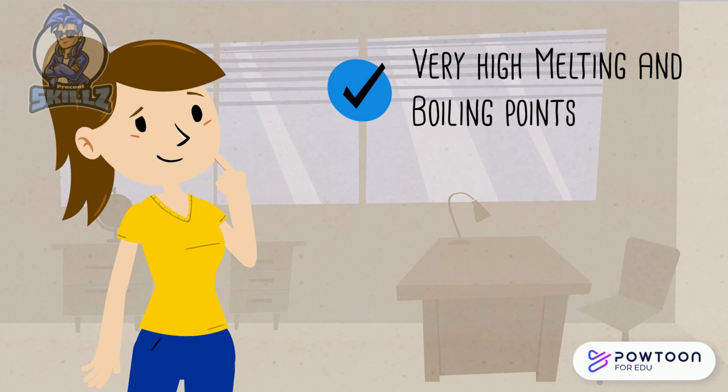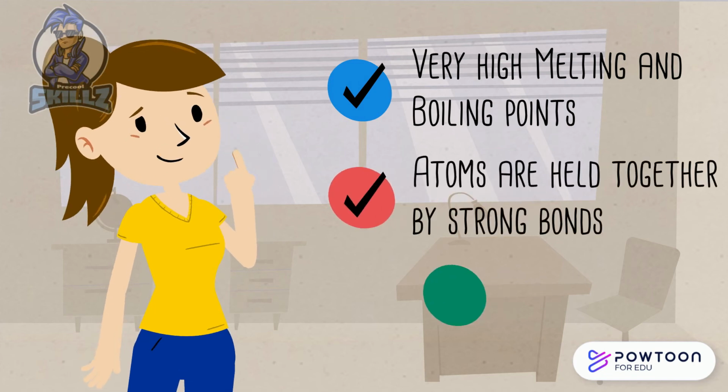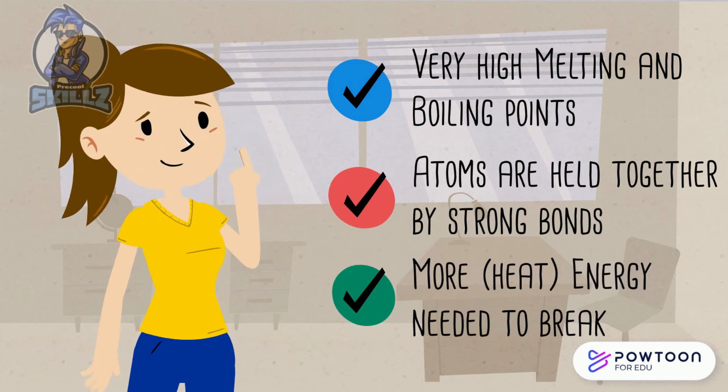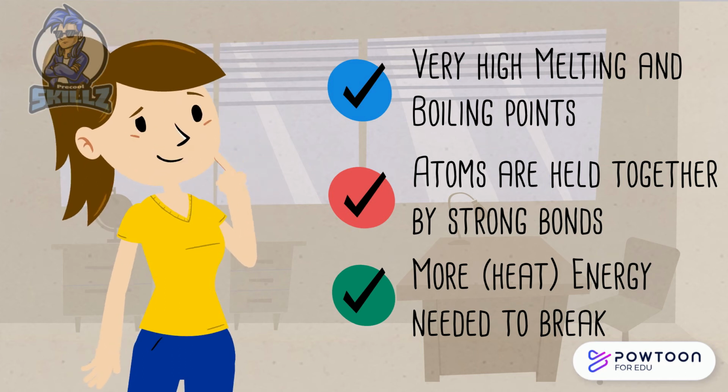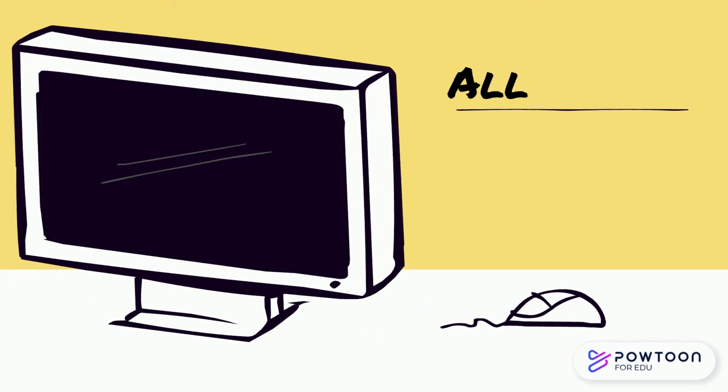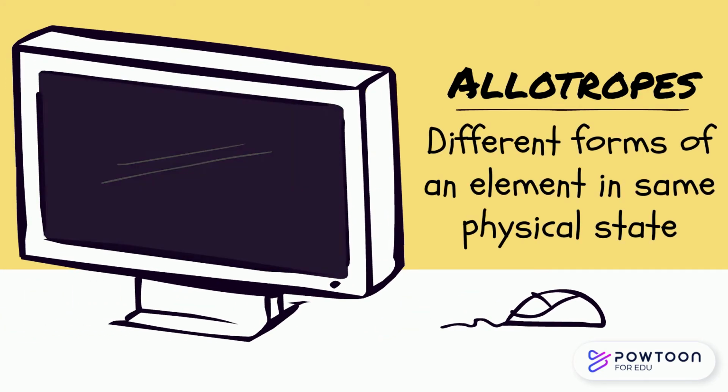Moving on to giant structures, they have very high melting and boiling points. The atoms are held together by strong bonds and they need more heat energy to break apart. Let's look at something known as allotropes. This is when different forms of an element are in the same physical state.